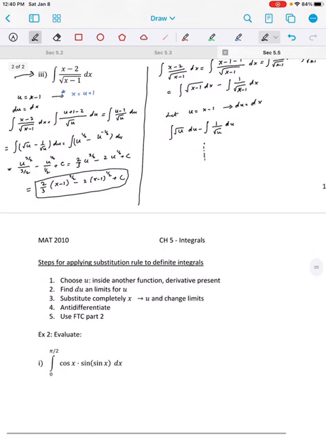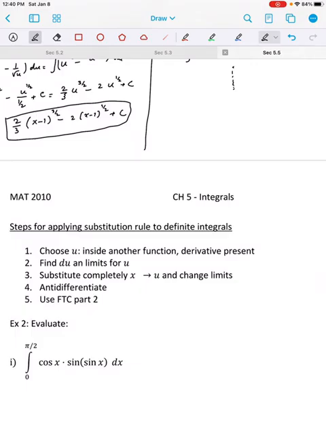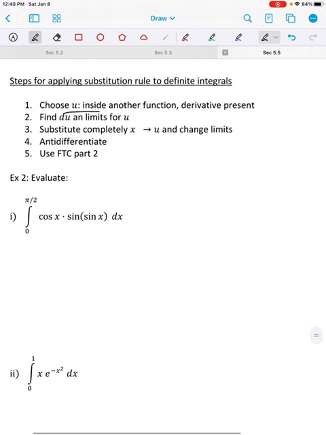Okay, now what about if we have definite integrals? So in this case, we start the same way. We will find the function which we are going to substitute, which is inside another function and whose derivative is present, or the derivative is being multiplied actually. Then we will find du, and at the same time we will find the limits for u. So using the formula that we have, we will place the value of x and find the value of u. And then the rest is kind of similar, and let's try to do an example here.